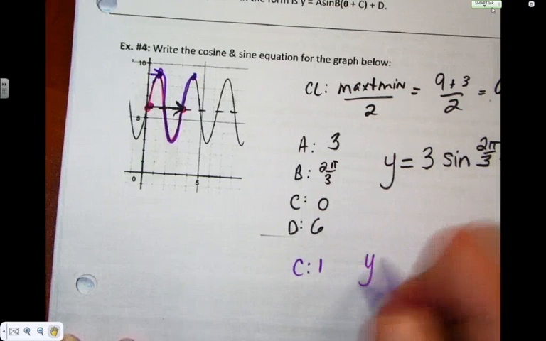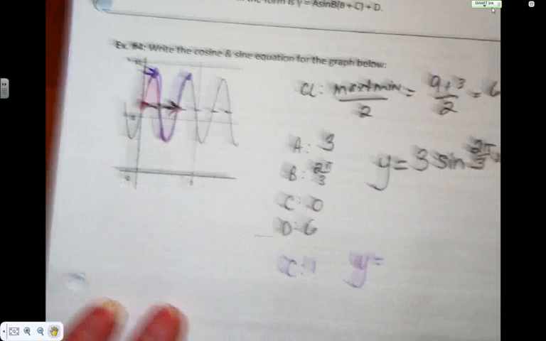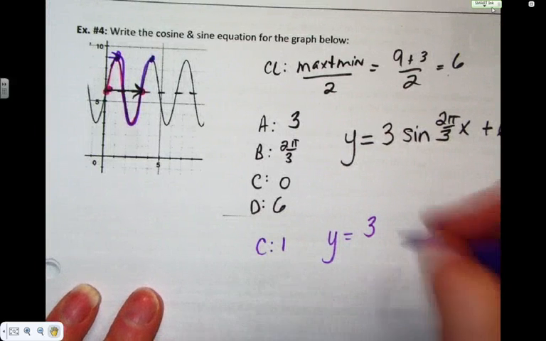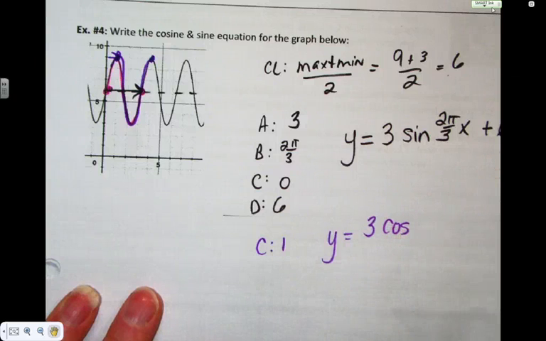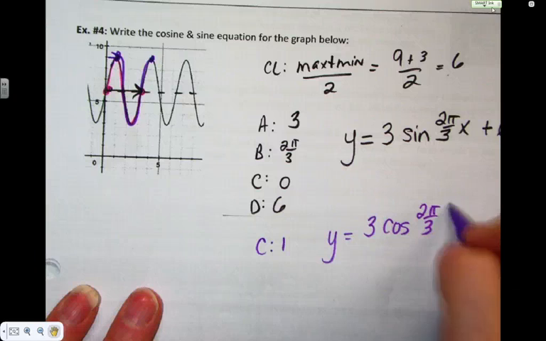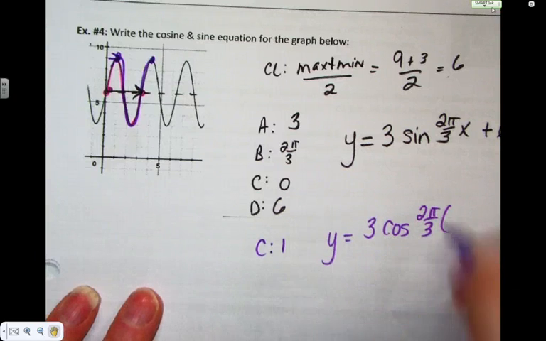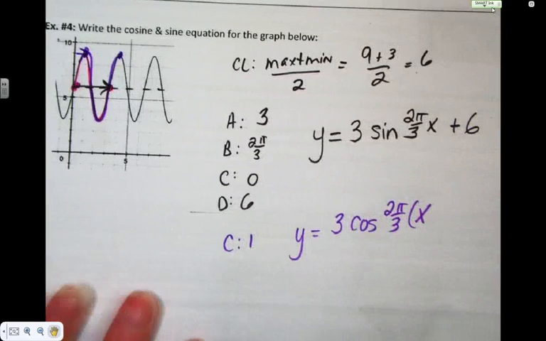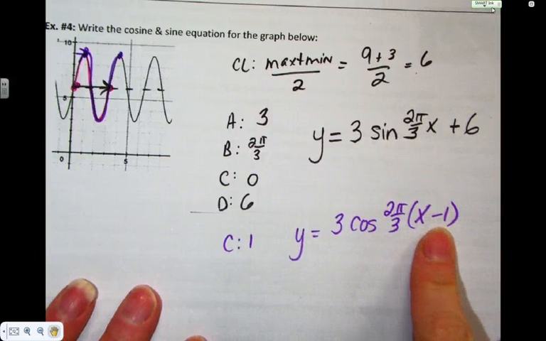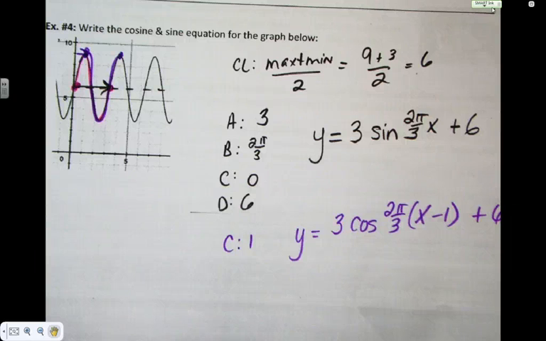Okay, so we start with y equals, just like before. Amplitude is the same. This time we have a cos function. Period is the same. Open the bracket. X, theta, t, whatever you want to use. Minus 1. Why is it minus? Because it went to the right. And then plus 6.